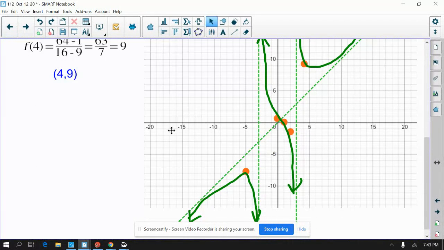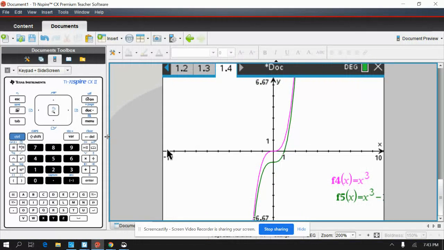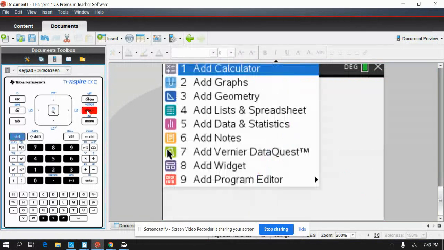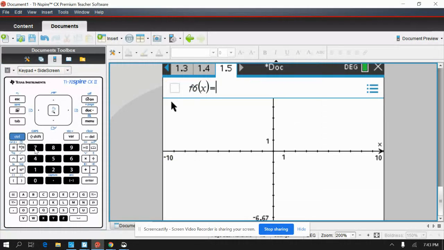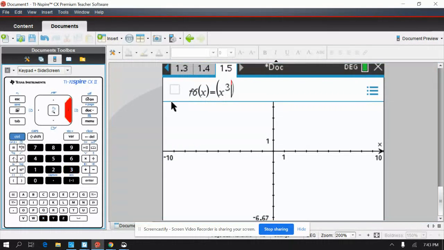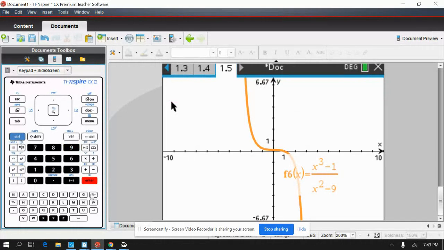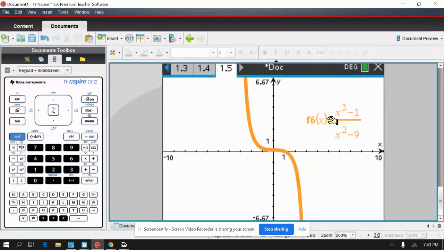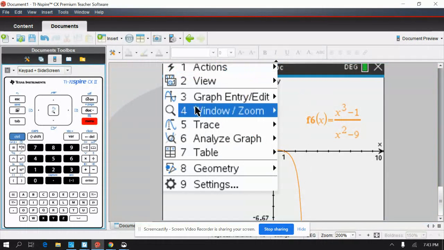And that is it. So let's see how we did. Let's go to our TI Nspire and let's graph this puppy. So I've got in the numerator x to the third minus 1 divided by parentheses x to the second minus 9. And well, I've got vertical asymptotes, but I believe I have vertical asymptotes at 3 and -3. Let's zoom out.